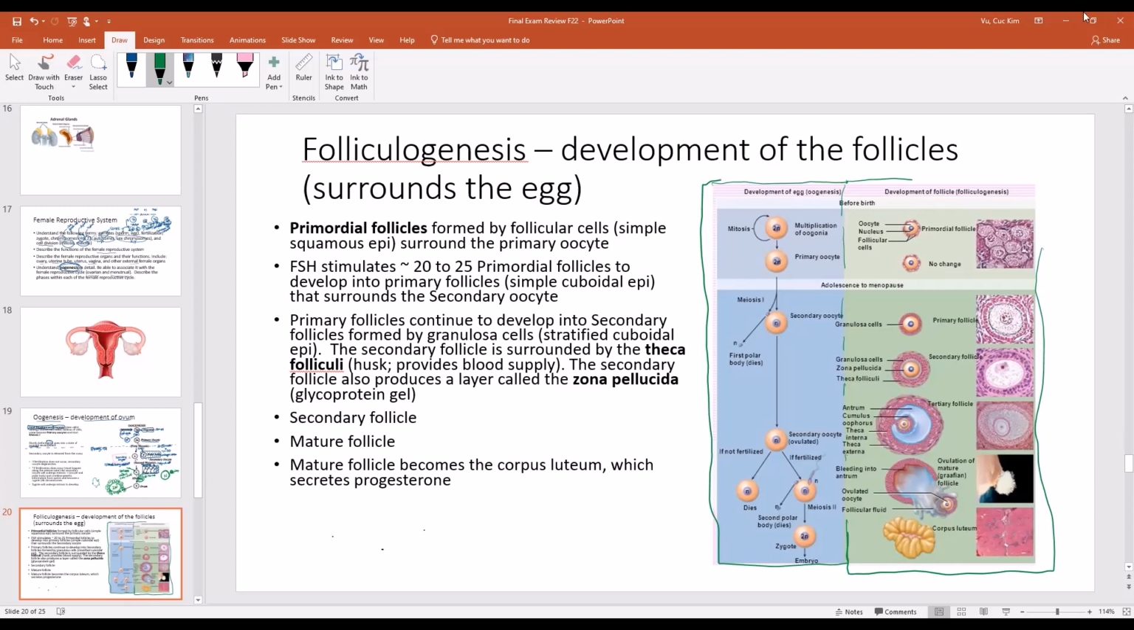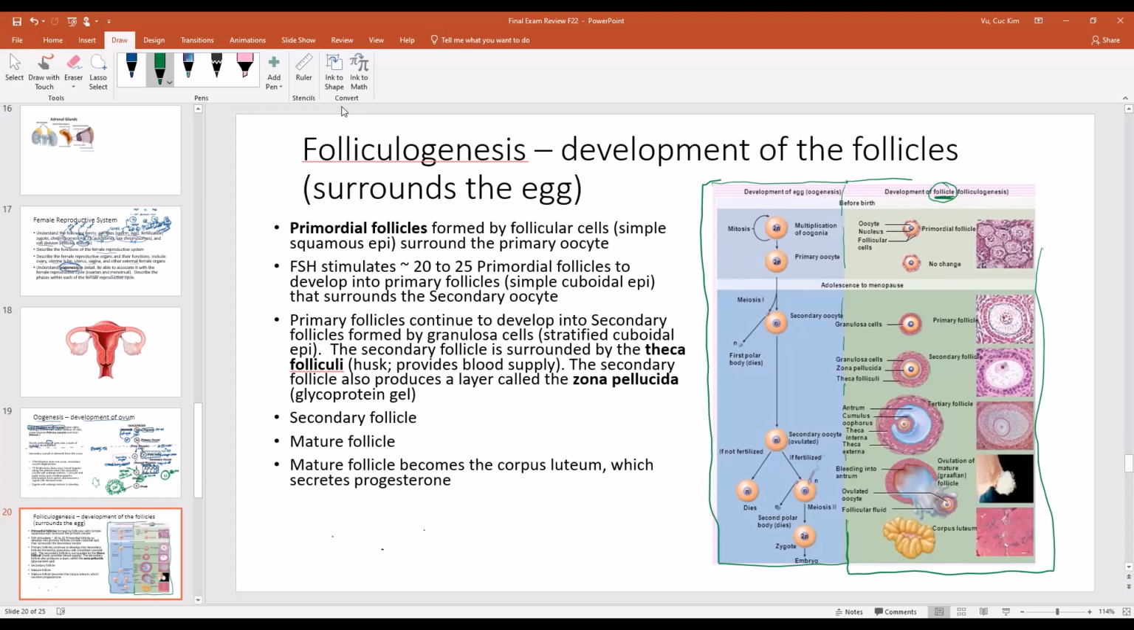Okay. So now what we're going to cover is the development of the follicle, because it's not just ever the egg. You also have cells that surround the egg. The cells that surround the egg are called a follicle.